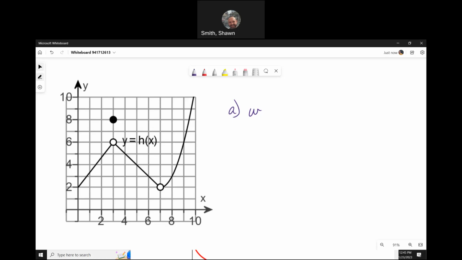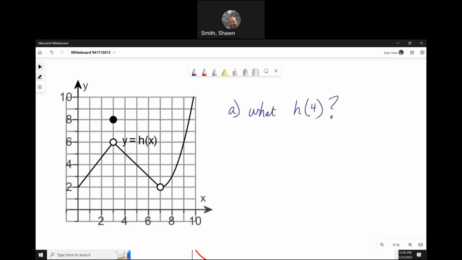Okay, so part A for this graph of h of x. What is h evaluated at, let's just say, 4? I'm going to pick a bunch of different questions. So this is not even calculus. This is just plain college algebra material, evaluating a function. When the value of x is 4, what is its output?